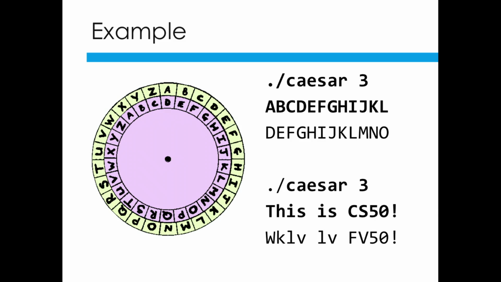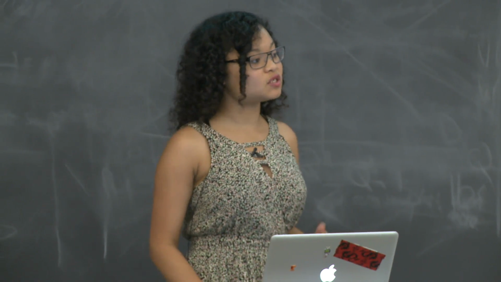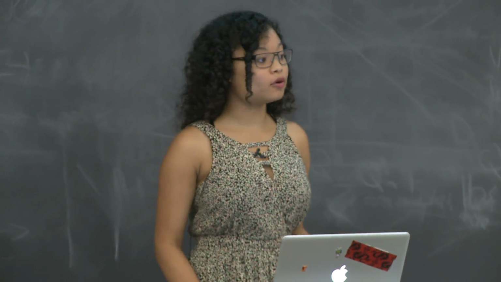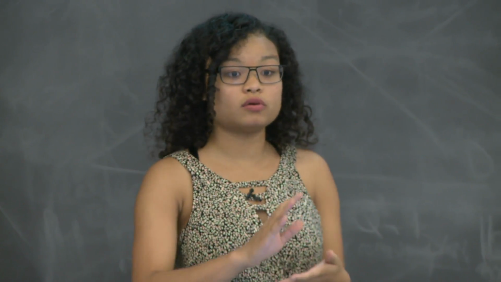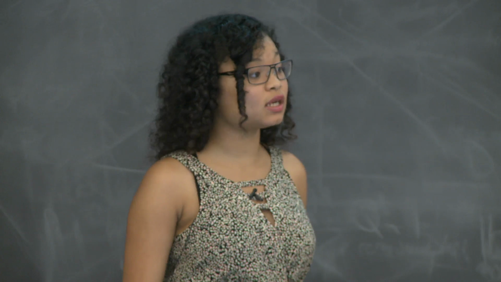Okay, so as I said before, we're going to be dealing with command line arguments as well as getting an integer. The way that a user will run your Caesar program is by saying ./caesar and then entering a number after that. That number represents the key, the shift, in how many times you're going to be rotating the inner wheel of your Caesar cipher. And so you see here an example.